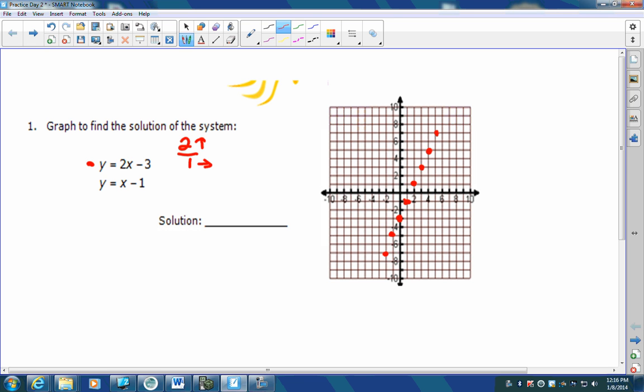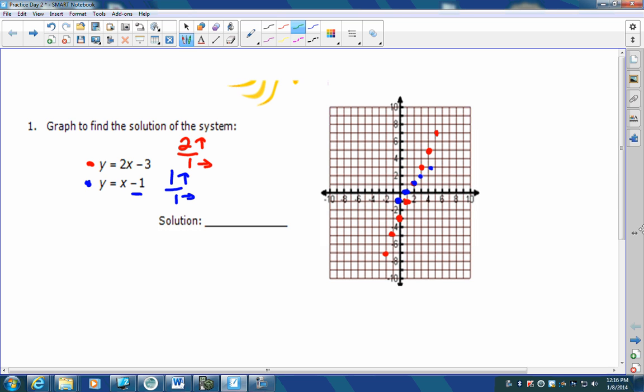All right. Now I'm going to do the other one in blue. I'm going to start at -1. This time the slope, there's not a number in front of the x, but remember that is 1. So I'm going to go up 1 to the right 1, up 1 to the right 1.